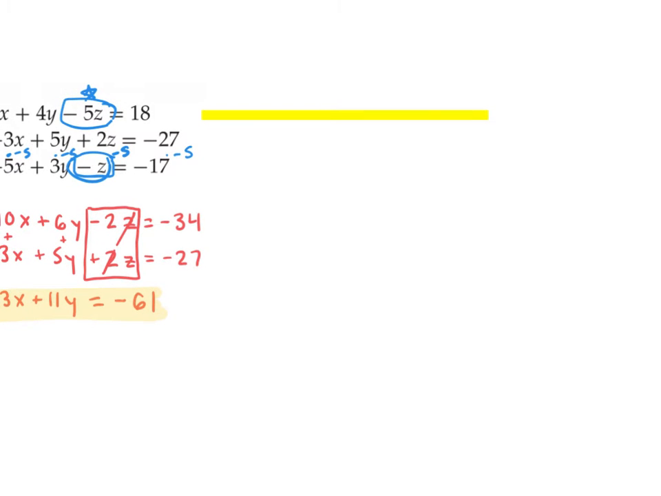What is negative 5x times negative 5? 25x. What's 3y times negative 5? Negative 15y. And what is negative z times negative 5? Negative times negative becomes positive, so positive 5z. And then negative 17 times negative 5? 85.